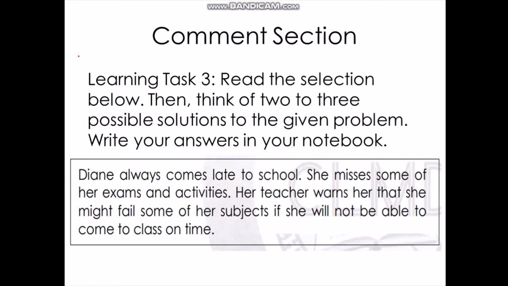So Diane always comes late to school. She misses some of her exams and activities. Her teacher warns her that she might fail some of her subjects if she will not be able to come to class on time. So give 2 to 3 solutions in the comment section below so that you can help Diane. Give her 2 to 3 solutions so that she will not fail in her subjects.